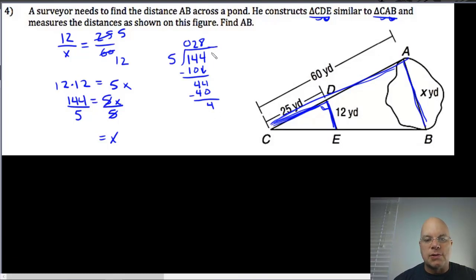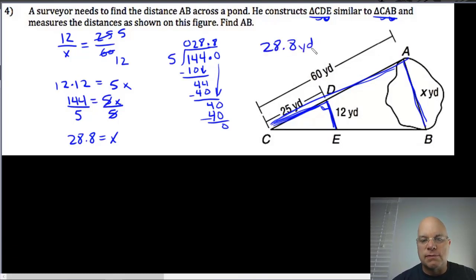I'd like to represent this as a decimal, so I'm going to show the decimal and the 0 in the tenths place. Line up my decimal in my quotient and bring this 0 down. There are exactly 8 5s in 40 with a remainder of 0, so we're done. So 28.8 is x, and since these measurements were in yards, 28 and 8/10 yards is the distance from A to B. I'm going to put it on the figure, 28.8, and make sure it looks reasonable.